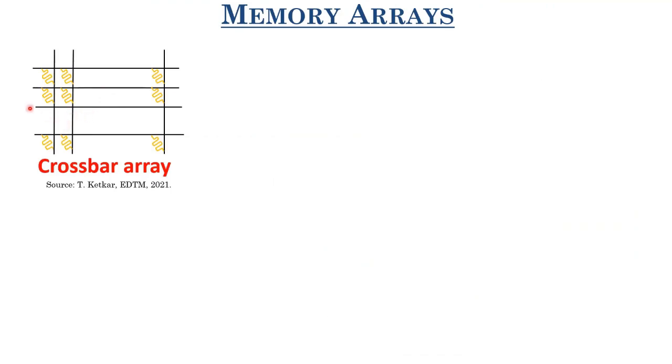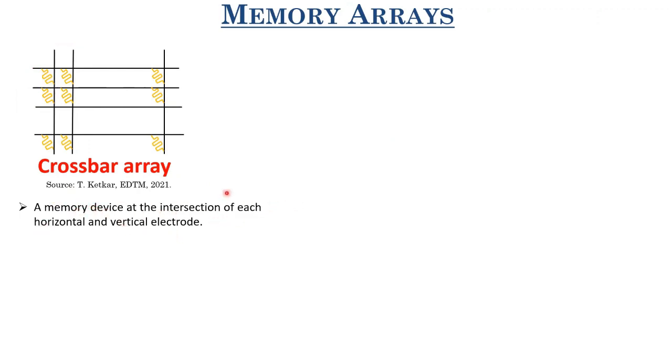In a crossbar array, you have these horizontal rows, which are known as word lines, and you have these vertical columns, which are known as bit lines. And you see at the intersection between each of these word lines and bit lines, you have a memory cell, right? So a memory device exists at the intersection of horizontal and vertical electrode.